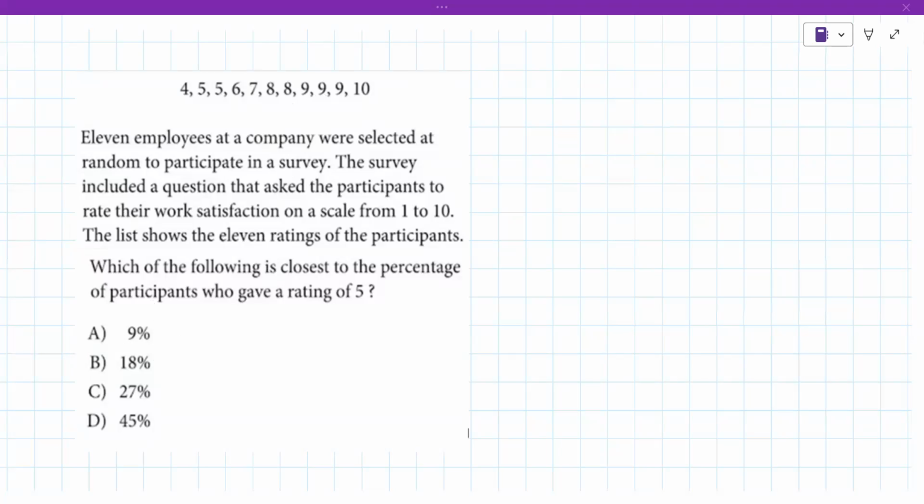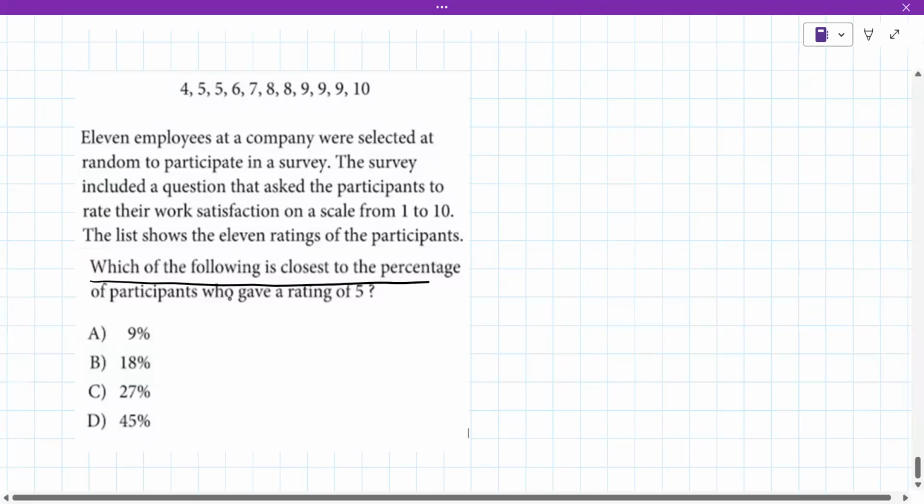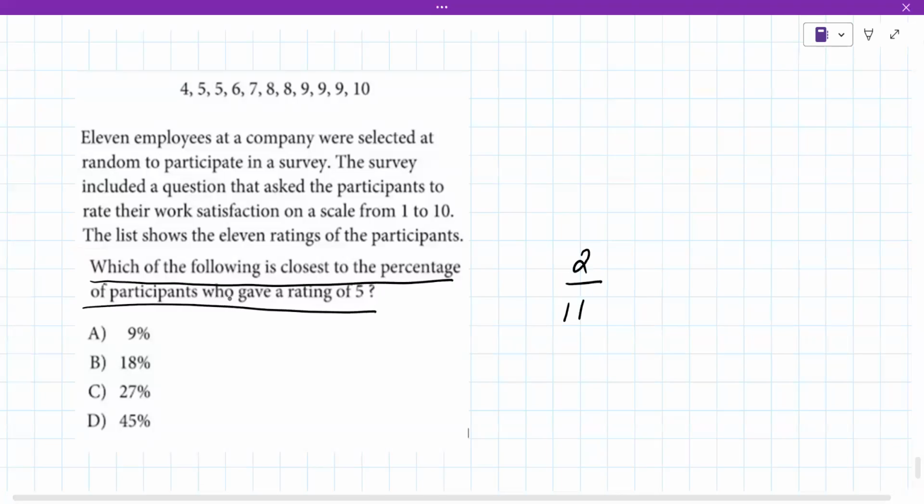I chose 9% because the question is which of the following is closest to the percentage of participants who give a rating of 5? So how many gave a rating of 5? 2 out of the 11. That's right. So how does that become 9%? Did you use a calculator? No, that was just odd. It is so odd.